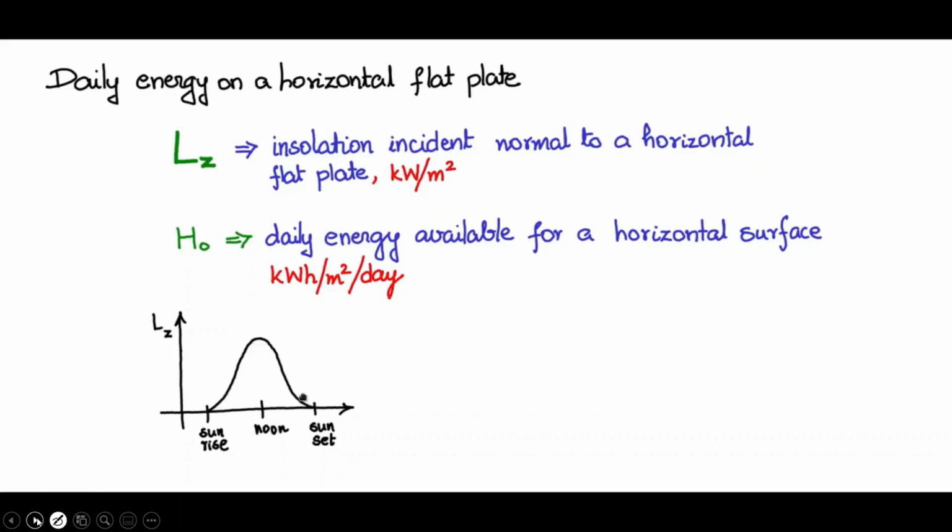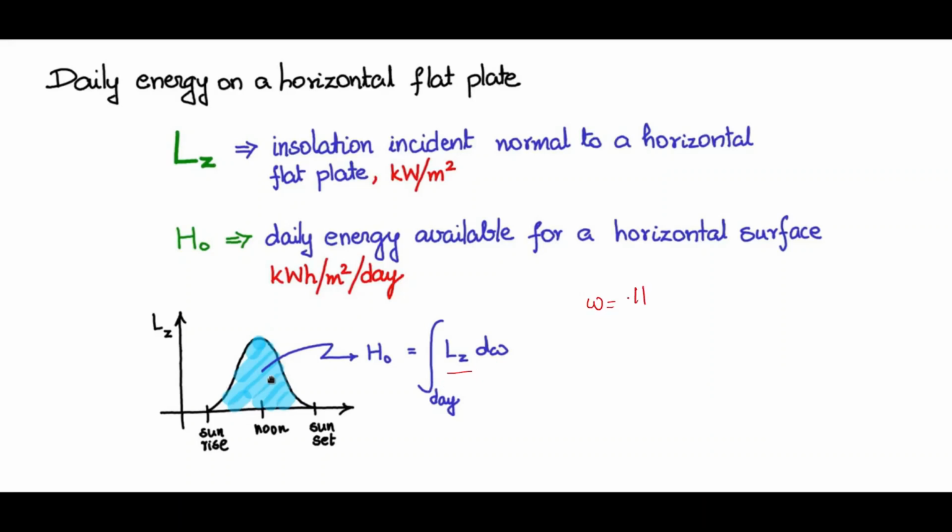We are going to find the area of this curve. So this area is nothing but our energy H naught. So H naught over a day is nothing but energy, so integral over a day Lz d omega, where omega is called hour angle. We are going to find energy over a day.